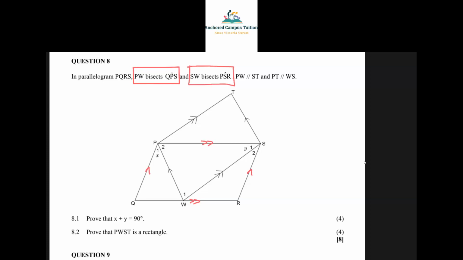All right. PW is parallel to ST and PT is parallel to WS. So PWST is a parallelogram. So let us start then. We must prove that x plus y gives 90 degrees.